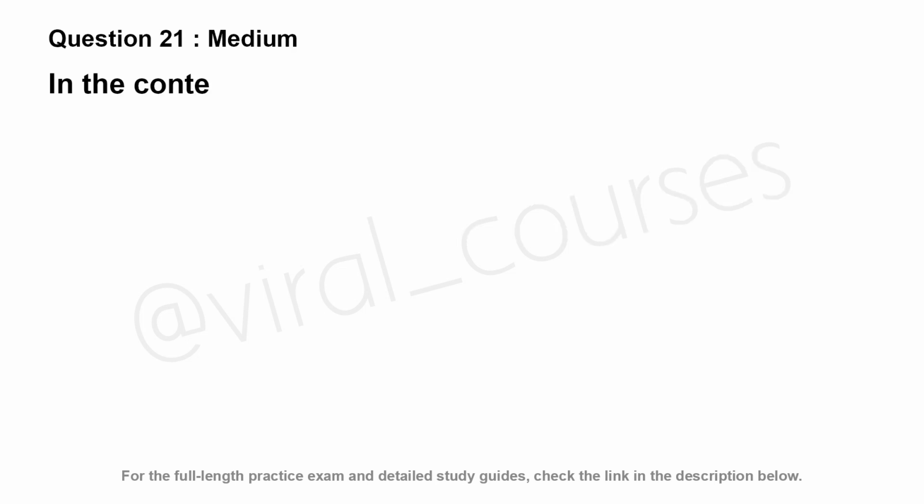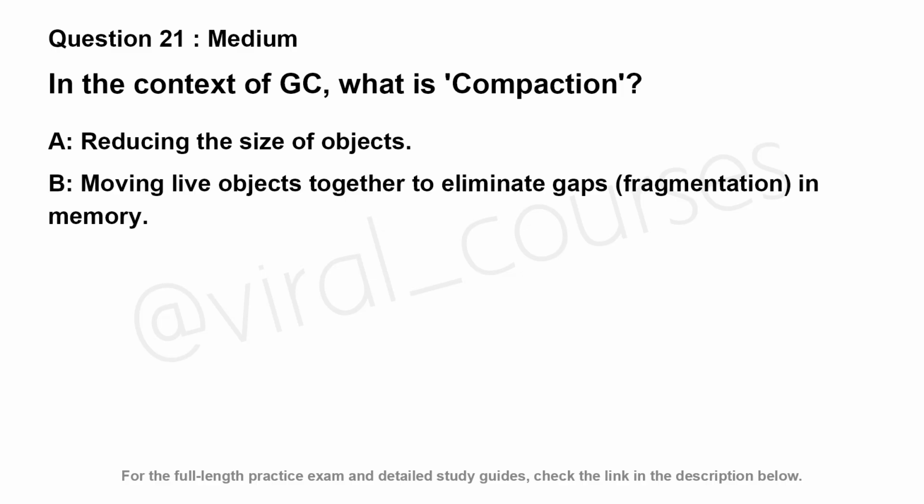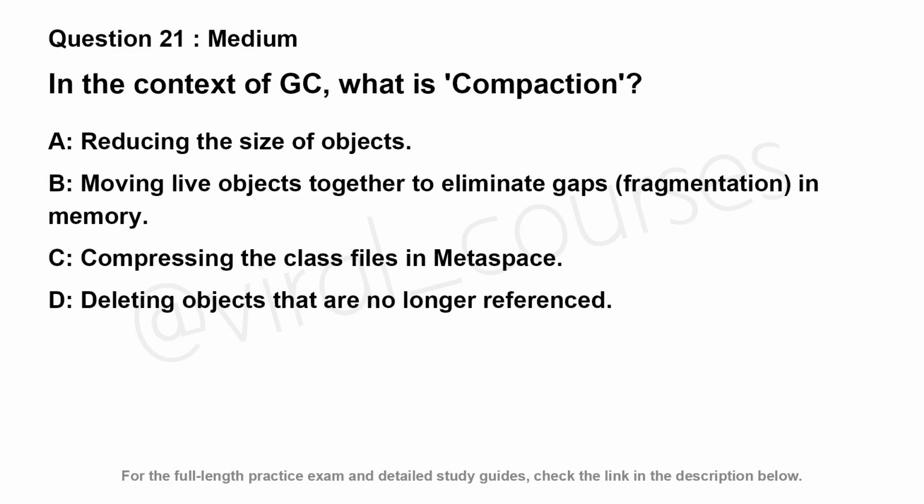In the context of GC, what is compaction? Option A, reducing the size of objects. Option B, moving live objects together to eliminate gaps, fragmentation, in memory. Option C, compressing the class files in metaspace. Option D, deleting objects that are no longer referenced.